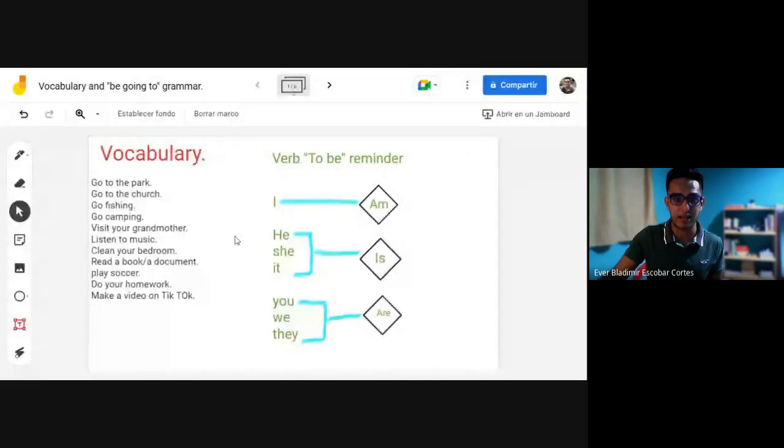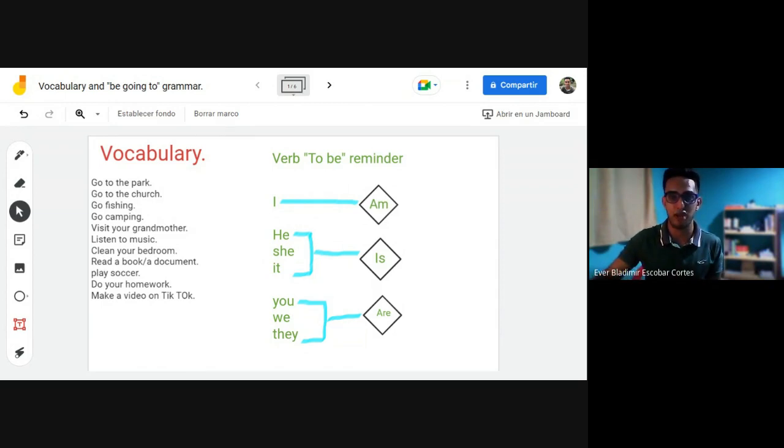So here is the class. Here's the class. As you can see, well, let me see. All right, there it is. As you can see, the vocabulary, I mean, different vocabulary. Obviously, there is more vocabulary, right? But let's play with this one.